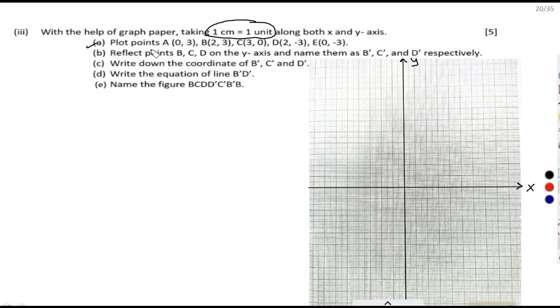First of all, we are plotting these points. A point is 0, 3. This will be a point on y axis. Second 2, 3. C 3, 0. This is a point on x axis. 2, minus 3. Next 0, minus 3.